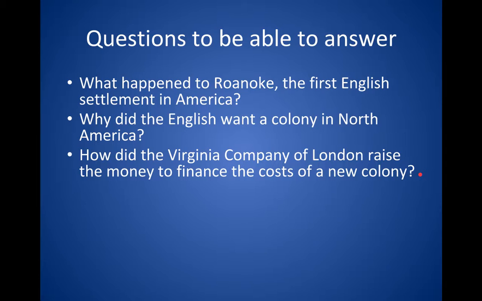You need to pay for a ship to get across the Atlantic Ocean. You need a crew to sail the ship. You need to find people that are willing to start this new colony. You need supplies for this new colony. It's a lot of money that goes into starting a new colony. And how did they come up with this money? This Virginia Company of London came up with the money to start these colonies. How did they do that?